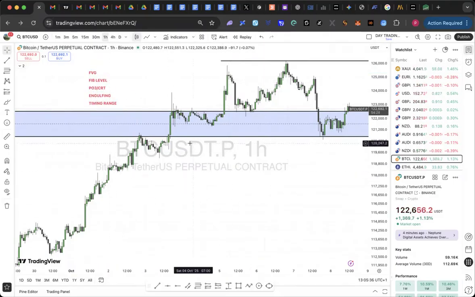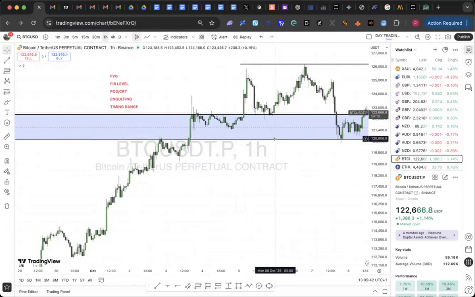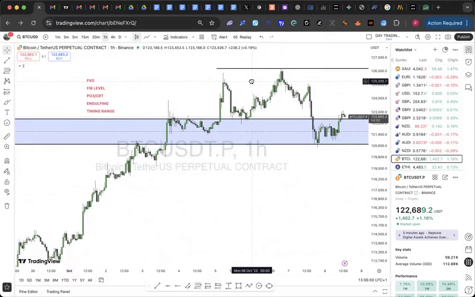Okay, so let's work with this one. When you get a trend, look at this. This is an uptrend. This is 1 hour. So let's use this 1 hour. This is an uptrend, very simple. You have a high, you have a low, right? This is a high, this is a low, this is a high, this is a low, this is a high, this is a low, this is a high, this is a low. And this is the last high.